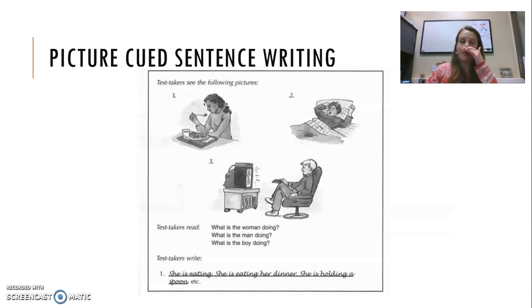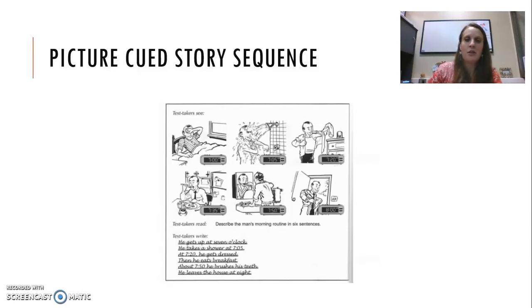Some examples of intensive writing tasks: picture cued sentence writing. We saw picture cued and imitative as well, but it was only with a word. And now picture cued writing, but with a sentence. Typical present continuous, you see a picture of lots of people doing things and they have to describe what's in the picture. He is riding a bike, he is waking up, he's watching TV, she's eating dinner, and so on, describing the picture. Here's another picture cued story sequence. The information is all there for them.